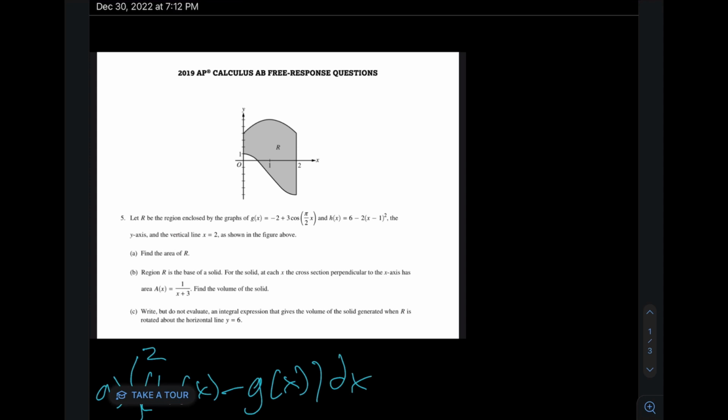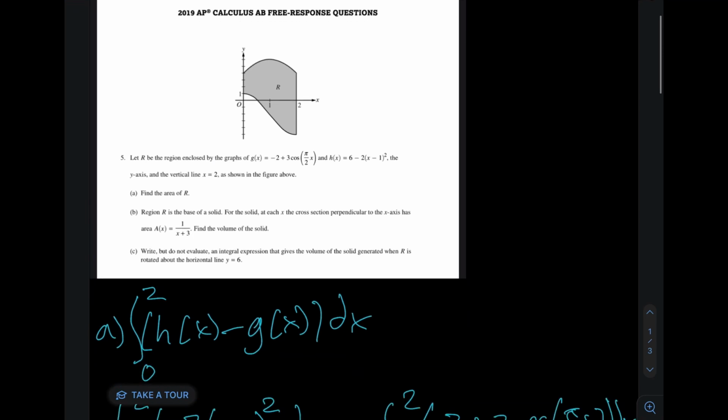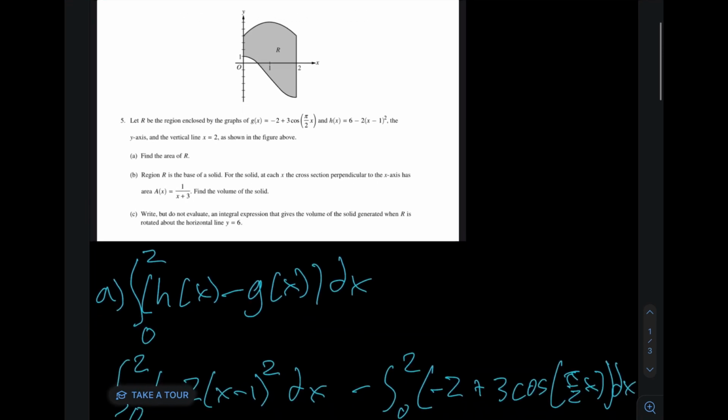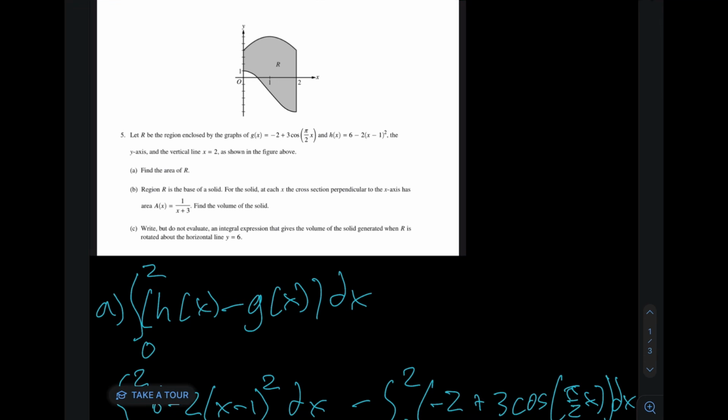Yeah, okay. I'm sorry, I was a little confused. Alright, so for B, region R is the base of a solid. For the solid at each... Gosh. Region R is the base of a solid. For the solid at each x, the cross-section perpendicular to the x-axis has area... Okay, wait, shoot. Stop. Complete reset.